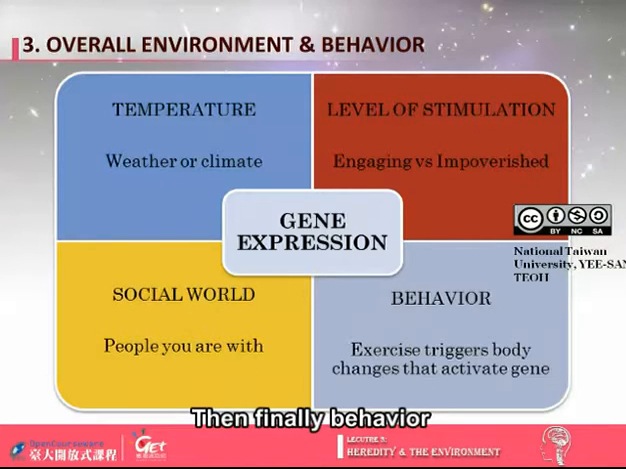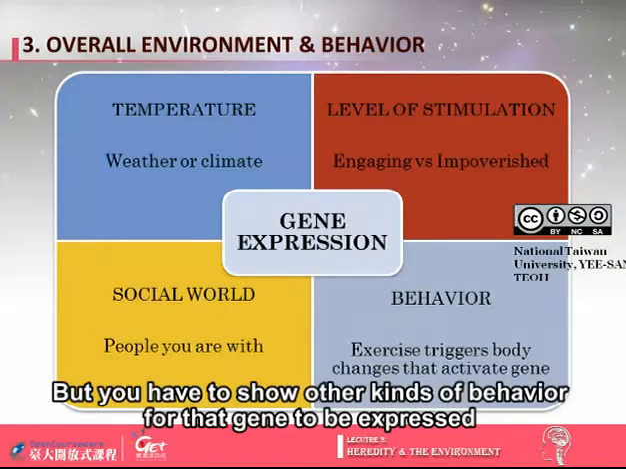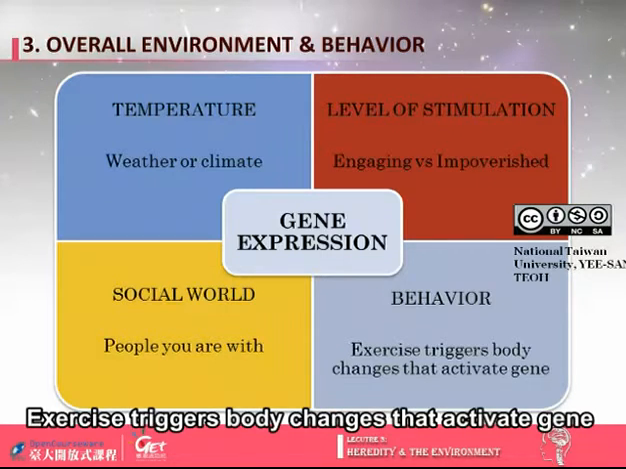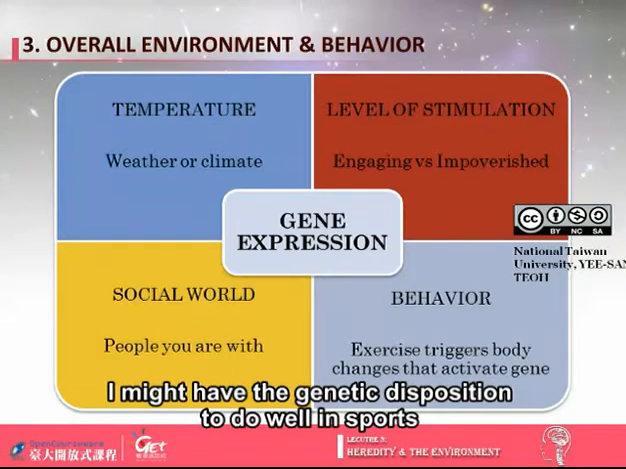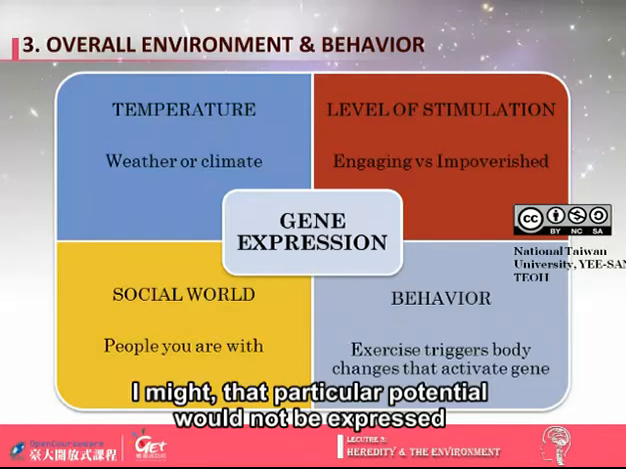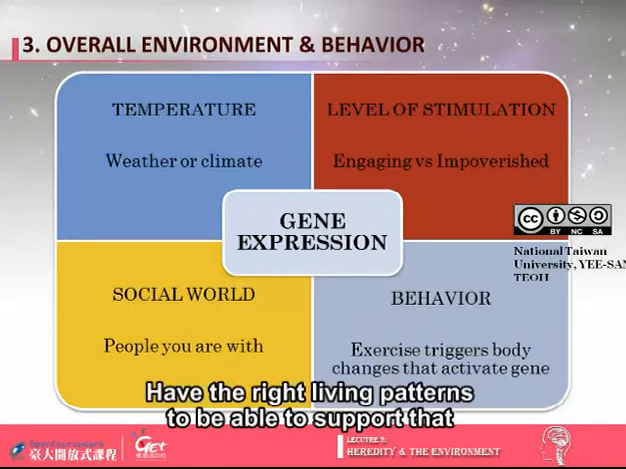Then finally, behavior. So you might have certain genes to do something, to be someone, but you have to show other kinds of behavior for that gene to be expressed. Okay, so for example, exercise triggers body changes to activate genes. I might have the genetic disposition to do well in sports, but if I don't exercise, perhaps if I don't have the right diet, that particular potential will not be expressed. Okay, so I have to have the right routine, the right living patterns to be able to support that.